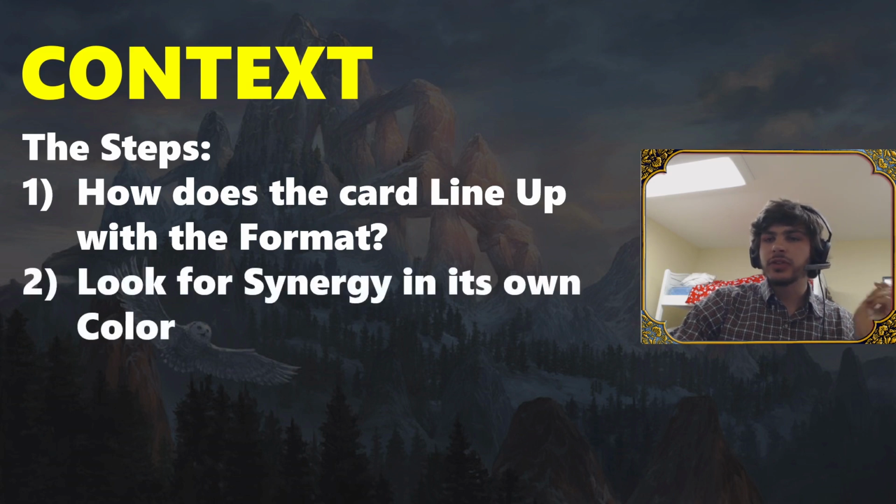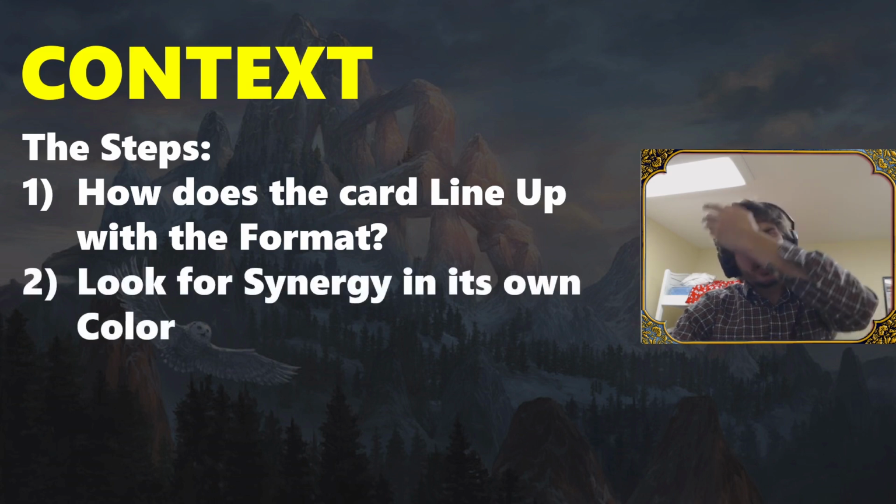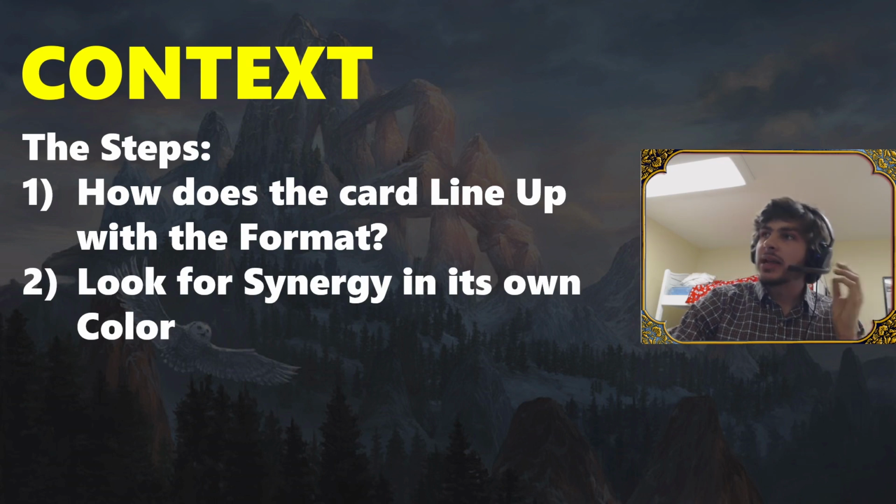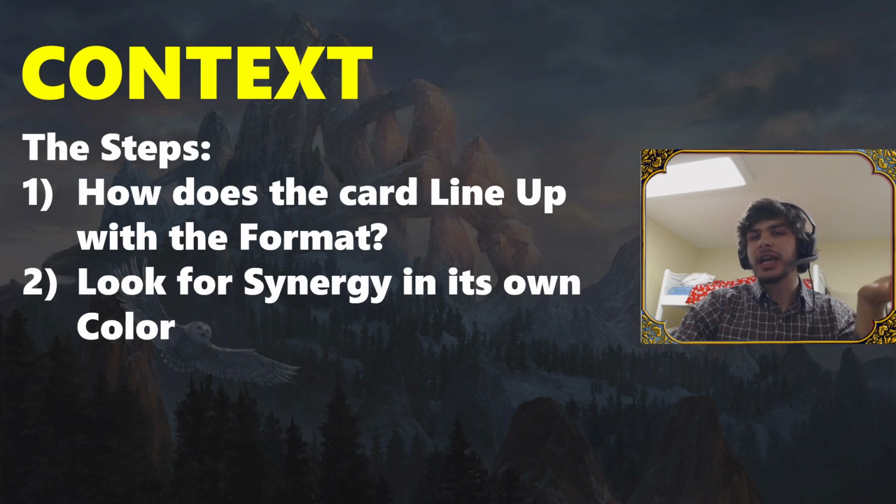Okay, next you look for synergy in its own color. If a card has synergy in its own color, it gets a nice little bump because it's going to make the cards around it better no matter what deck you end up in. So if you are in a red deck and you have a card that is good with a bunch of the other red cards, it's going to perform a little bit better in all of your decks because there are going to be other red cards when you're playing that card.